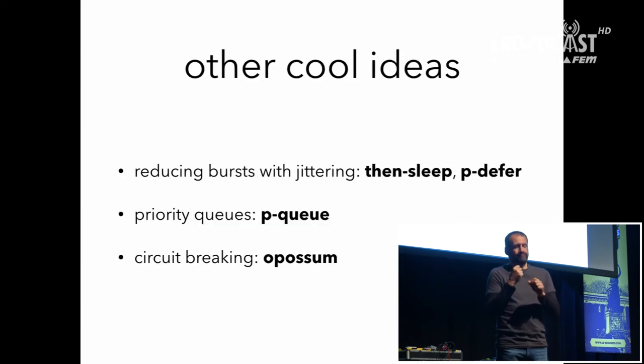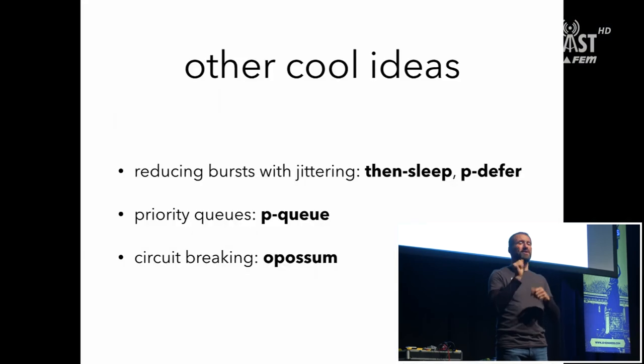There are a lot of other cool things that you can do with promises and with async await and some of the newer APIs that you would get with JavaScript. Using then-sleep, like I just showed, allows you to have a promise that just takes an amount of time that it has to sleep and not do any work. You can use p-defer to defer promises. You can build priority queues by just using something like pq. You can go nuts and create a circuit breaking platform just using opossum, this npm library that you can check out.